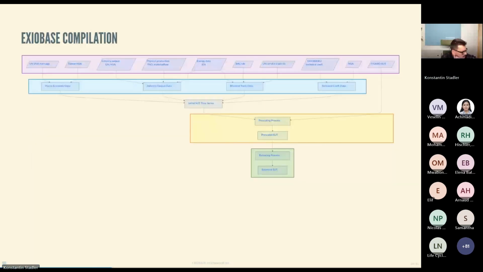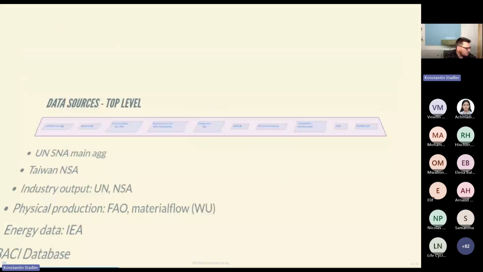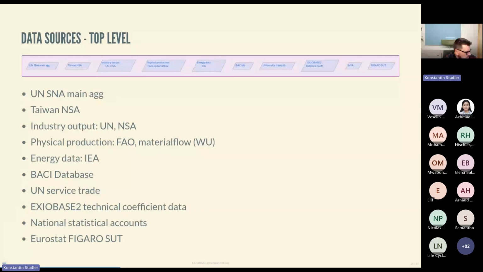This is an overview of the Exiobase data pipeline, and I will go into more detail on the next slide. So we have top-level data sources which go into Exiobase, and these are the main constraints to which we harmonize the other data sources, or to which we do all the optimization and harmonization. The most important one is the United Nations System of National Accounts main aggregates database, which gives us GDP, final demand, and value-added values. We combine this with the Taiwanese National Statistical Agency data because Taiwan is not in the UN.